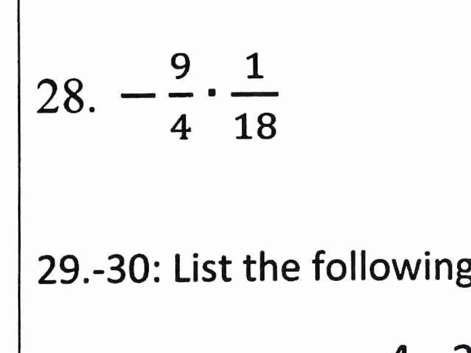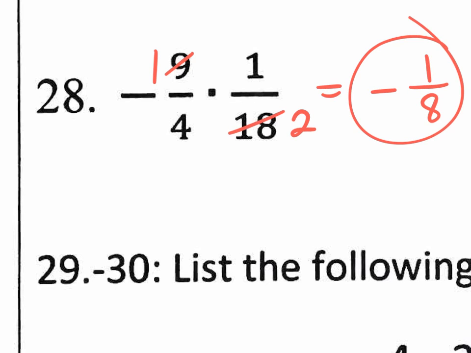28, is there anything I could cancel? The 9 and the 18, right? They're both divisible by 9. 9 divided by 9 is 1. 18 divided by 9 is 2. So you can now actually multiply top with top. A negative times a positive is a negative. So you're going to end up with a 1 up on top, 8 on the bottom. There's your answer, negative 1/8.